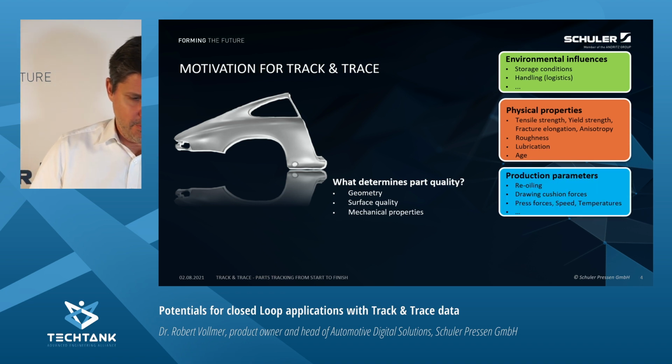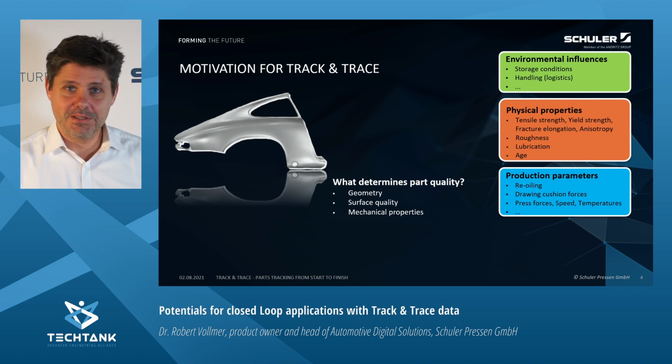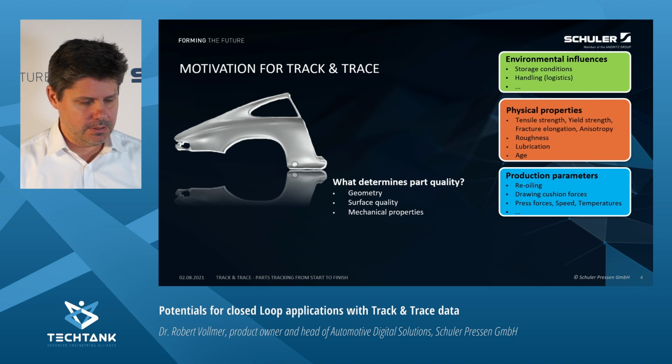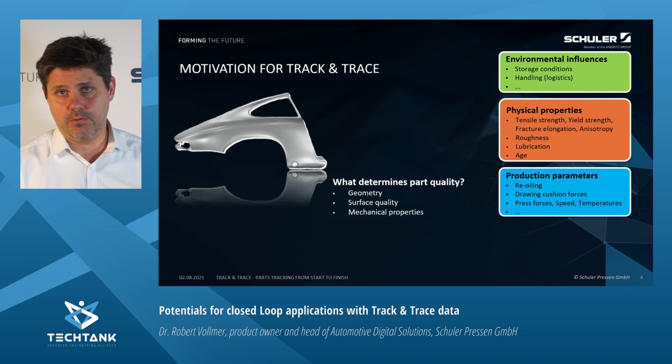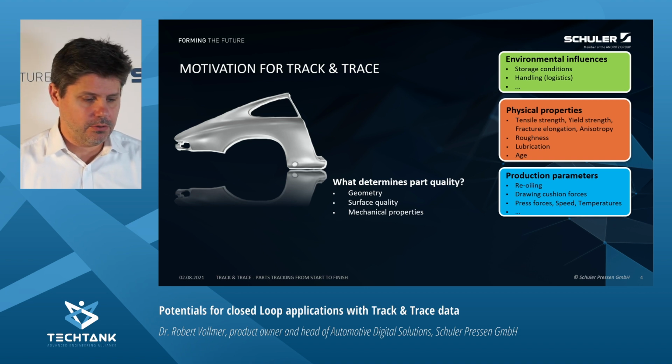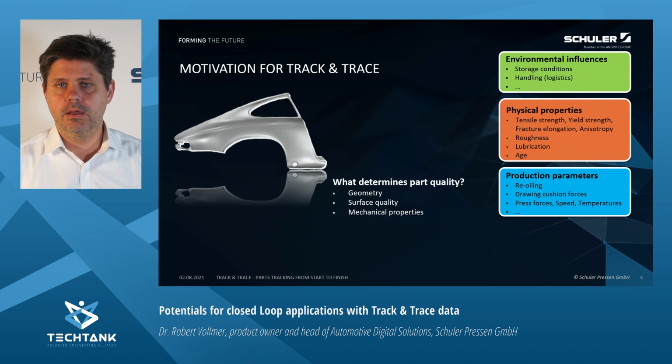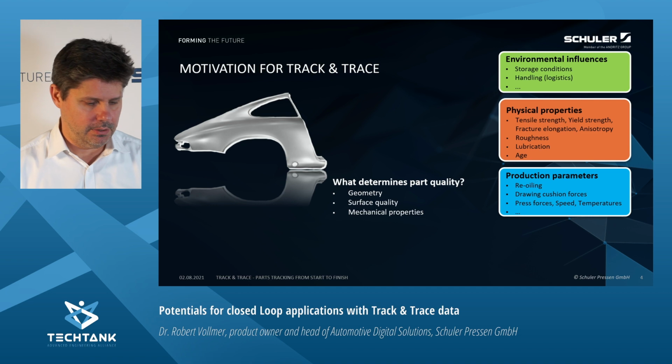When we are talking about influencing parameters, we have to keep in mind the production parameters, of course. What we also have to record when we talk about track and trace is the possibility to record and track all the process parameters like, for example, the re-oiling or the drawing cushion forces, the press forces, the press speeds, forming speeds, temperatures, and so on, which also influence the quality of the formed part at the end.